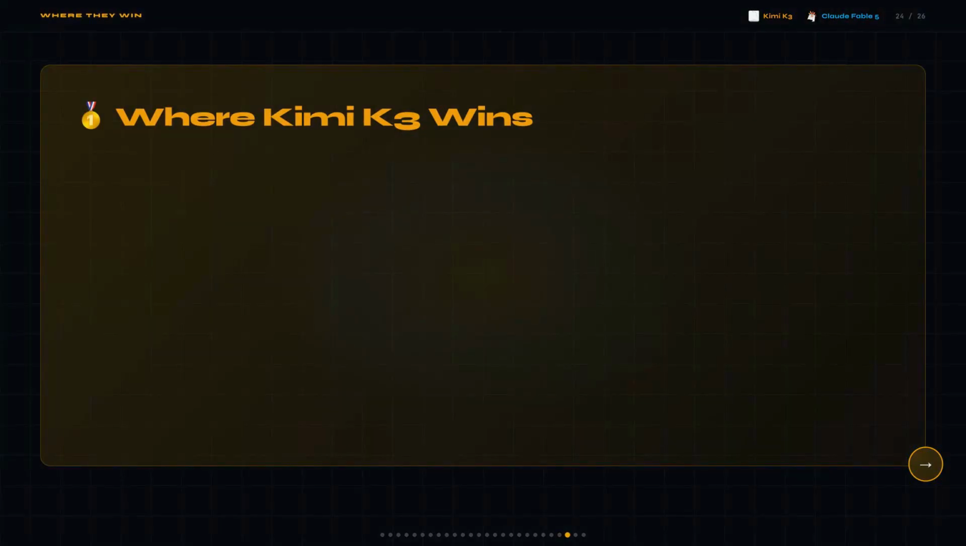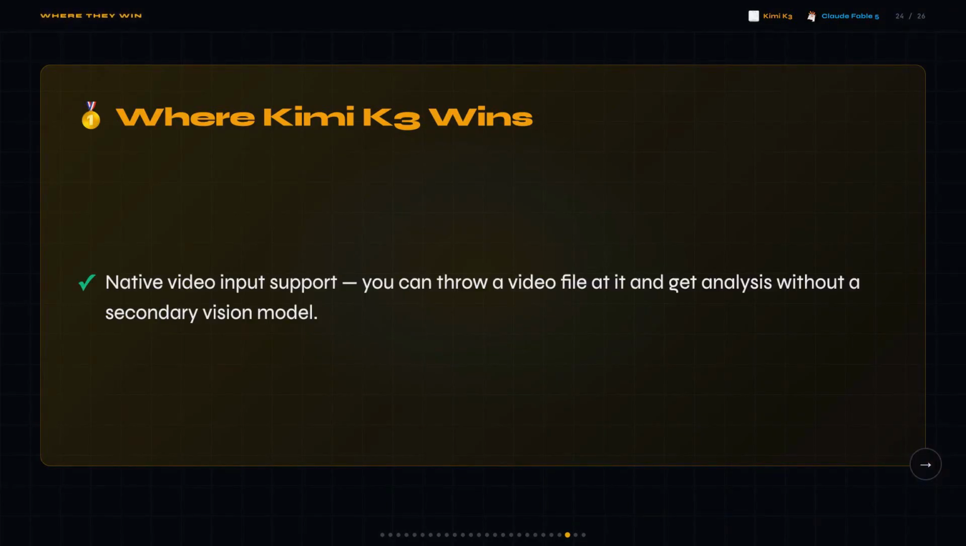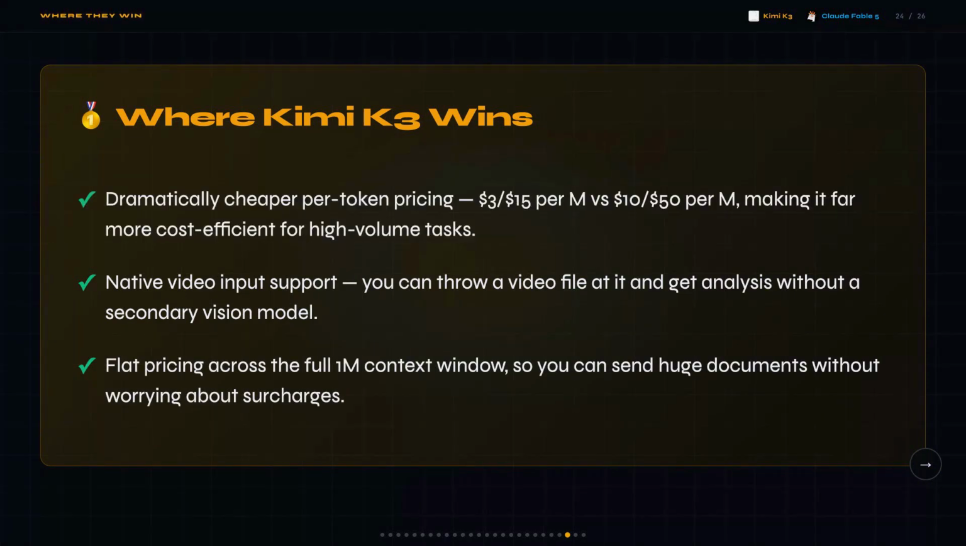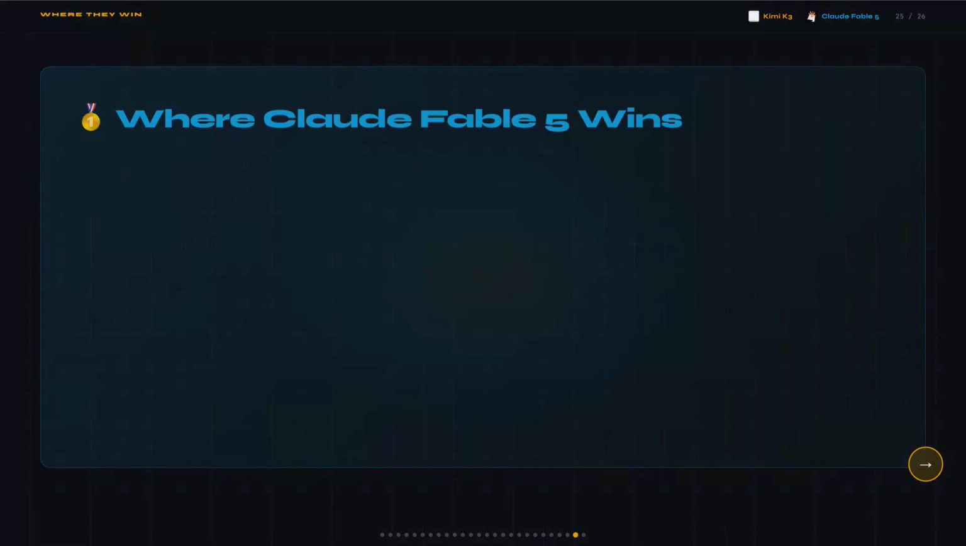Kimi K3 wins on price, full stop. $3 input, $15 output per million tokens versus 10 and 50 for Fable 5. It also wins on media support because it handles video natively, no secondary model needed. And flat pricing across the full 1 million token context means no surprise fees on big documents.